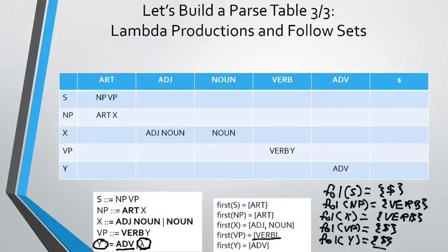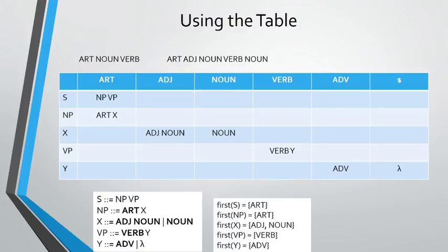So, when looking at a lambda production, instead of first sets, we look at follow sets. So the follow set for Y includes the $ sign. So we would expect then to be able to insert this lambda production somewhere in the table. And sure enough, we can insert it here, where if we have a Y on the stack and a $ sign on the input, we know we can invoke this production, the lambda production. Okay, so that finishes our table, and this is what we end up with.